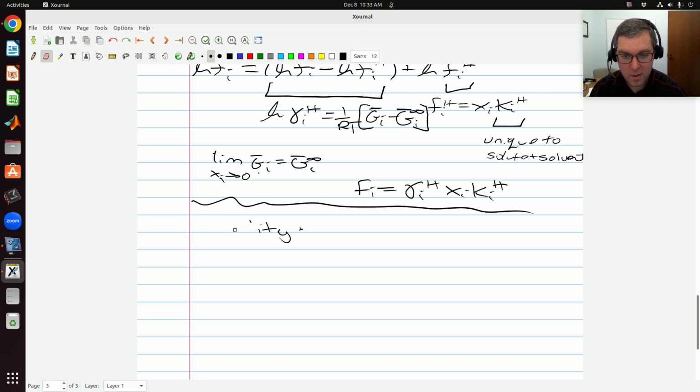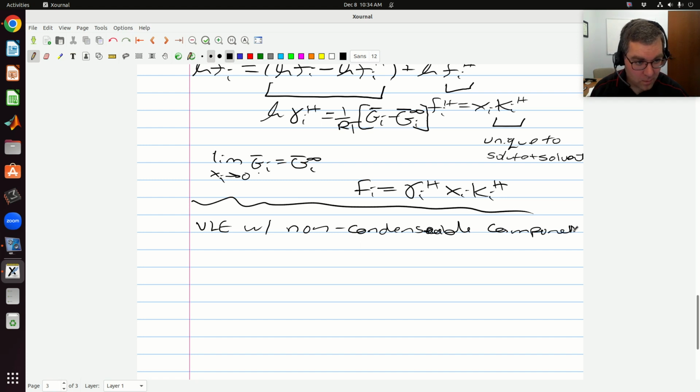Actually, let me do solubility of gases in liquids, but let's just do VLE with a non-condensable component. So if I have a non-condensable component, let's say component 1 is water, and let component 2 be air, and I'm just going to call it nitrogen. Cool. If I first think about component 1, this is what we talked about in terms of relative humidity. So I'm looking at vapor-liquid equilibrium between water and a non-condensable component.